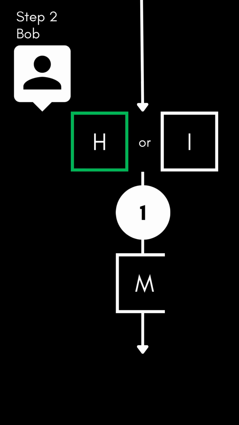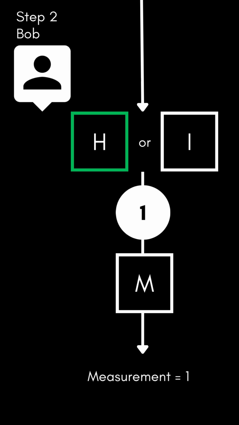Now, Bob also has a choice of whether to apply the H gate or the I gate. He chooses the H gate, causing Alice's qubit to return to the 1 state. Once Bob measures this qubit, he gets the measurement of 1.